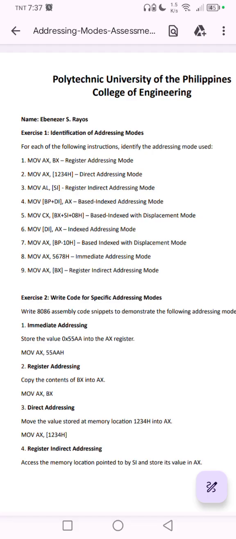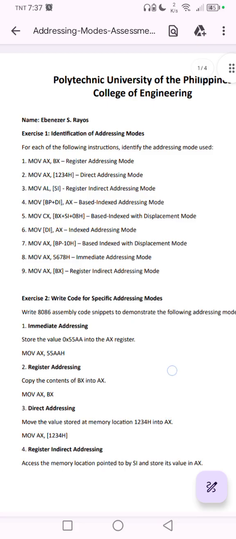This mode combines a base register BP and an index register DI to calculate the effective address. It's useful for addressing arrays or structures in memory where BP might point to the start of the structure and DI points to an offset within it.